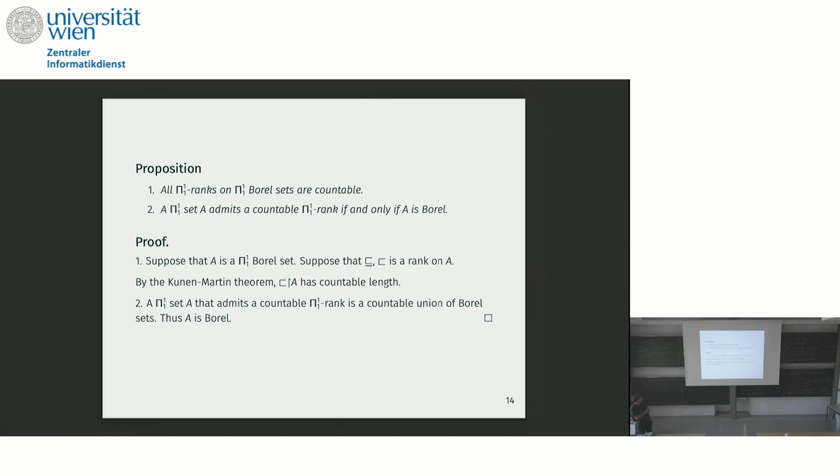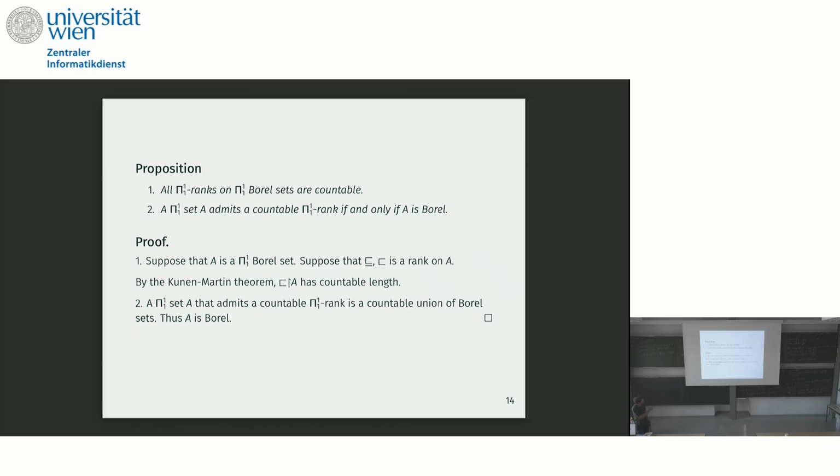But conversely, any such rank is countable, but if you take any pi11 set that has a countable rank, then it's also Borel. So this is an if and only if. Why again? Well, it's clearly Borel because the layers are Borel and they're countably many, right? So this is an equivalence.